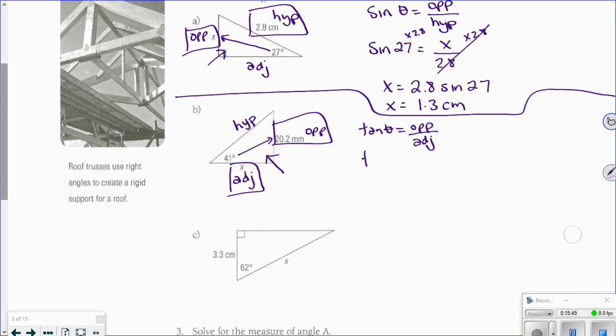Fill in what we know. So we know our angle is 41 degrees. We know our opposite side is 20.2. Our adjacent side is the x we're solving for. X on the bottom, so we swap. X equals 20.2 divided by tan of 41. When we type that in our calculator, we should get x equals 23.2 millimeters. Millimeters in the question, millimeters in the answer.